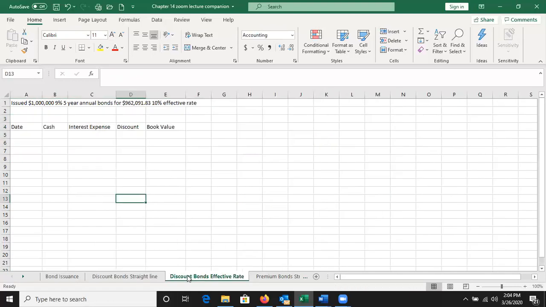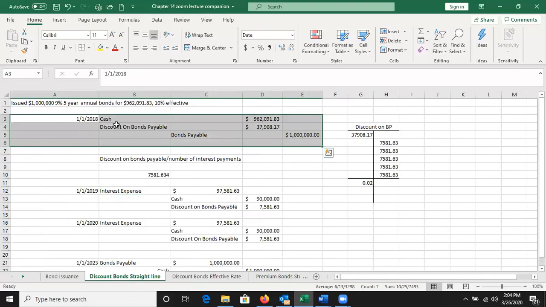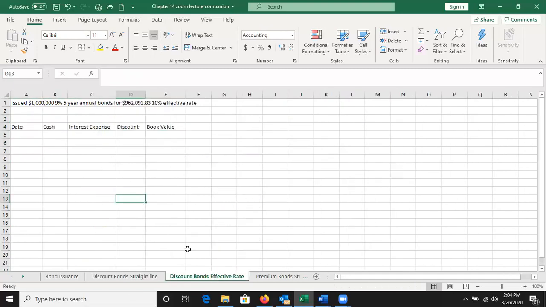Okay? When it comes to amortizing, though, we're not going to just take the discount and divide it by 5, because that's straight line. We're doing the effective rate. Okay? So what we do is we have to set up this amortization schedule. When you set one up, best thing to do is to make a column for the date, and you start with the date you bought the bond. So again, we're assuming everything's January 1st, 2018. You make a column for cash, make a column for interest expense, make a column for the discount, then make a column for the book value.